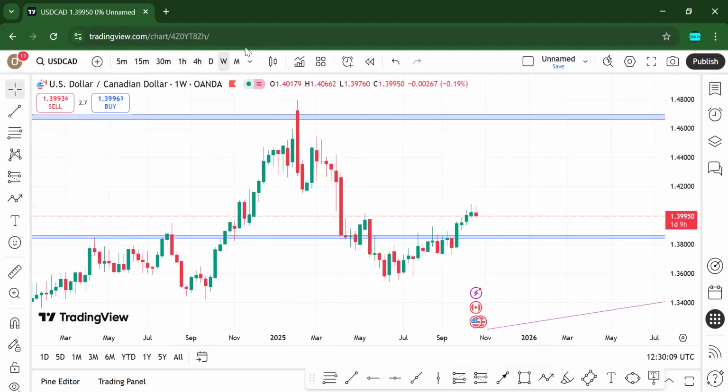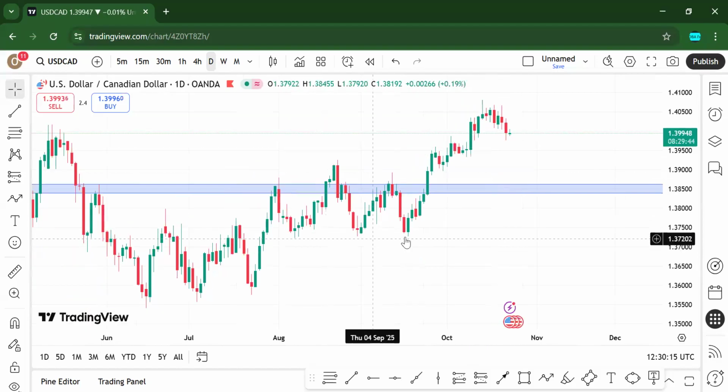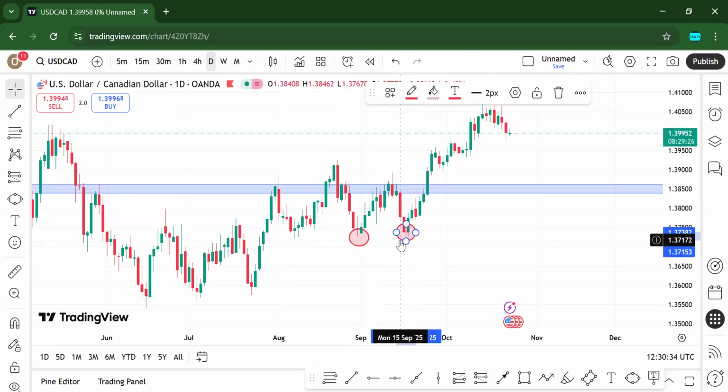So let's go to the daily time frame to see this pattern more clearly. And of course, we can see that the double bottom is now much clearer. So we have the left bottom, we have the right bottom, and of course we have the neckline.